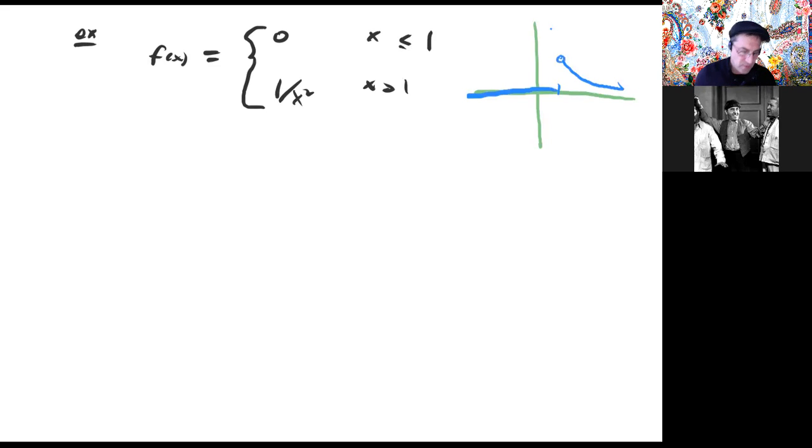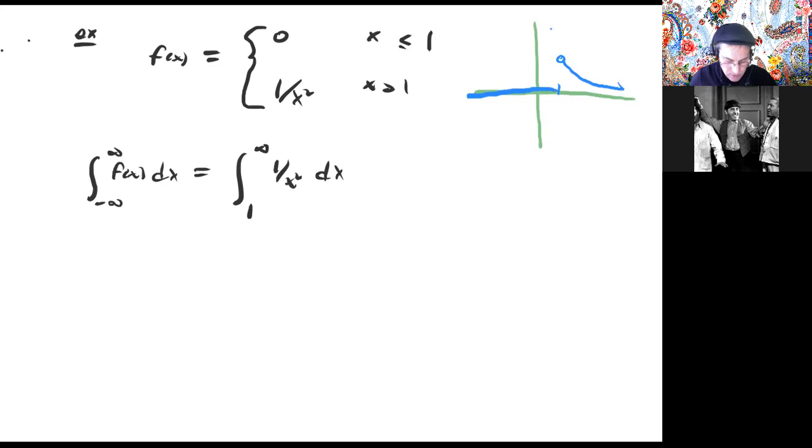Okay, so that's the graph of our curve, and I want to verify it's a probability density function. So what I have to do is compute the integral from minus infinity to infinity of f of x dx. But the area of this curve for x less than 1 is 0. So it's really the integral from 1 to infinity of 1 over x squared dx we're computing.